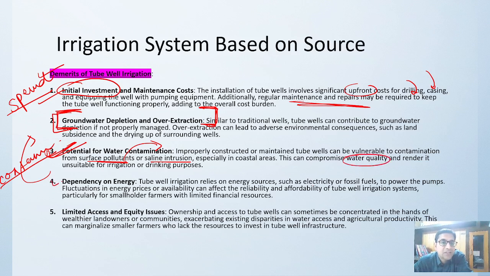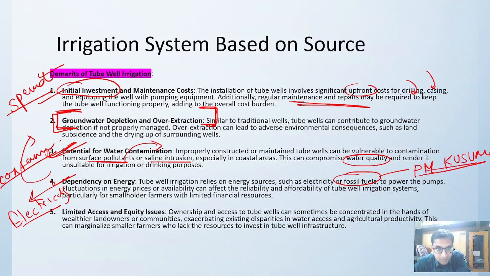And dependency on energy, because we are totally dependent on electricity for running this tube well. Okay, so electricity we get from fossil fuel. Right now with PM Kusum Yojana, the government is giving solar pumps to the farmers. So slowly that fossil fuel concept is waning away, but still it requires a lot of energy, and you require a proper regular supply of energy. So it is not like smallholder farmers can simply go and start doing that work.